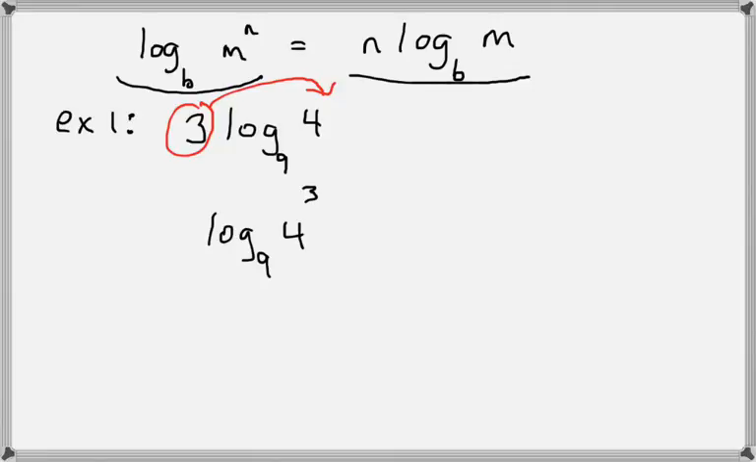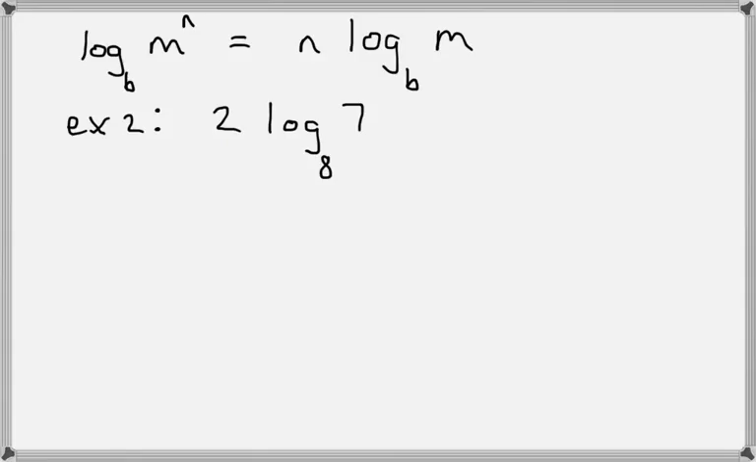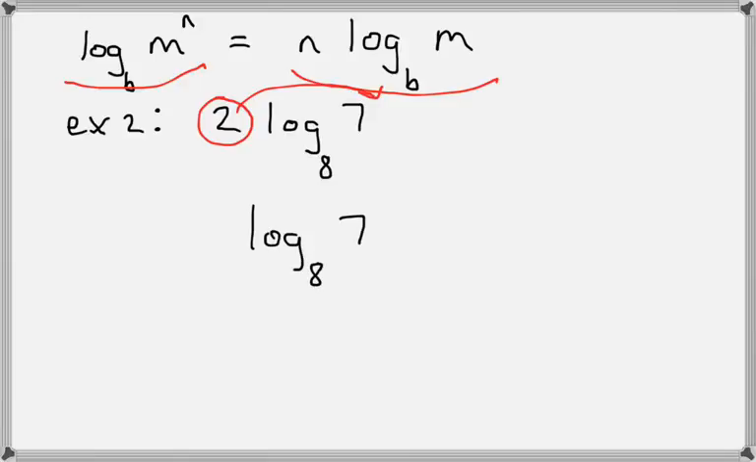Let's look at another example. So here in example 2, we have 2 times the log base 8 of 7. So it matches the right side. We want it to match the left side. So we can take that coefficient, that 2, and move him up top to become an exponent. So we would then have the log base 8 of 7 raised to the 2nd power.